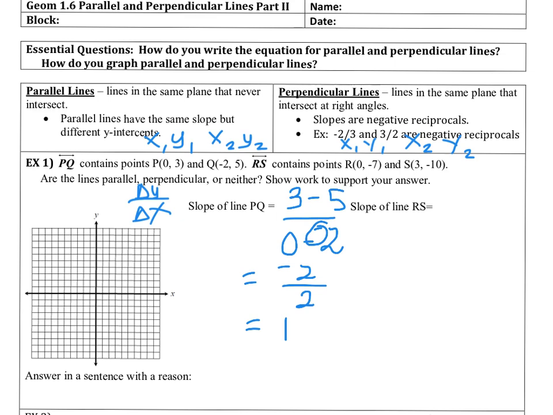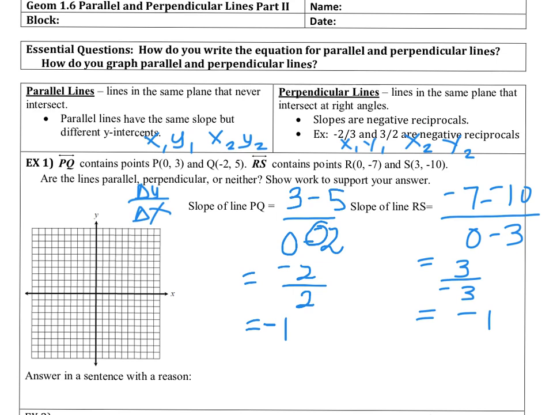I would like you to pause, show your work for the slope of RS, and then turn it back on and make sure you have it correct. Hopefully you filled in -7 minus -10, divided by 0 minus 3. In the numerator, you get 3 divided by -3 in the denominator, which gives you -1. It looks like I left out my negative sign in the first one. I said -2 divided by 2 is -1, but I left it off.